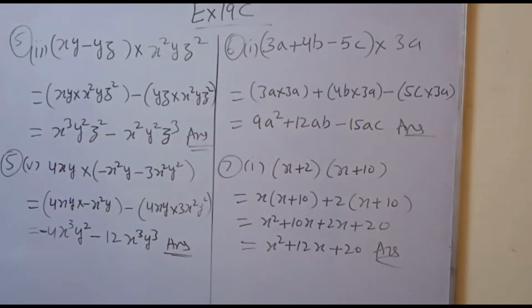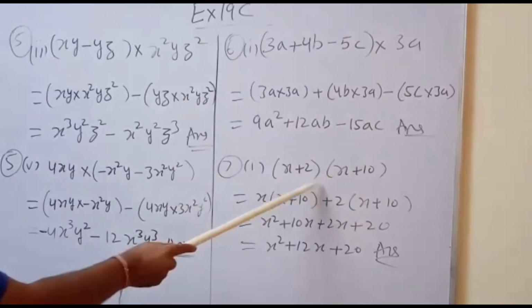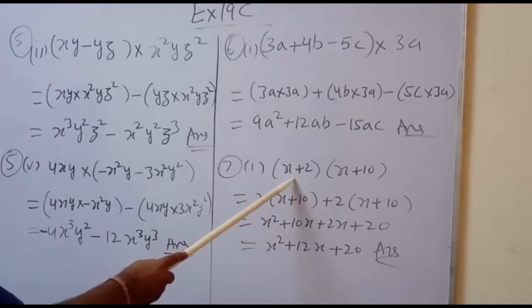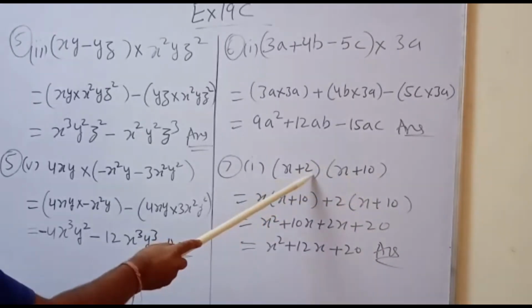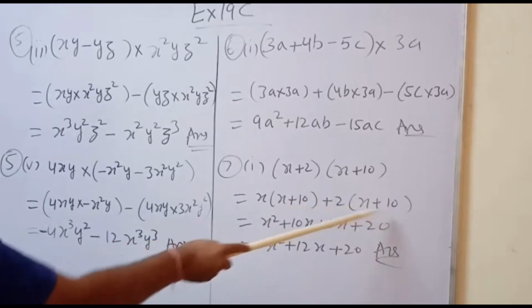Now taking question number 7, in that we are having the binomial by binomial multiplying together. So we will multiply the first term of the binomial to both terms of the second binomial. The second term of the binomial will multiply to both terms of the second binomial. So write in that manner.